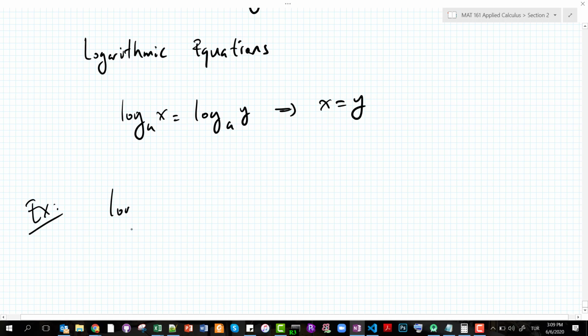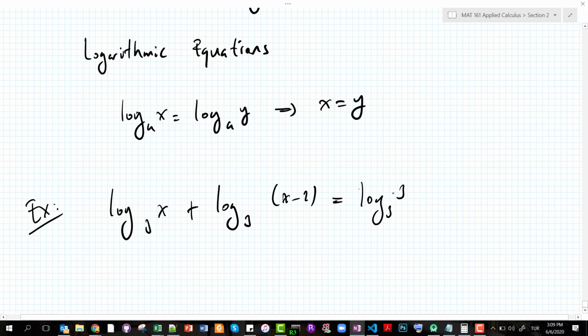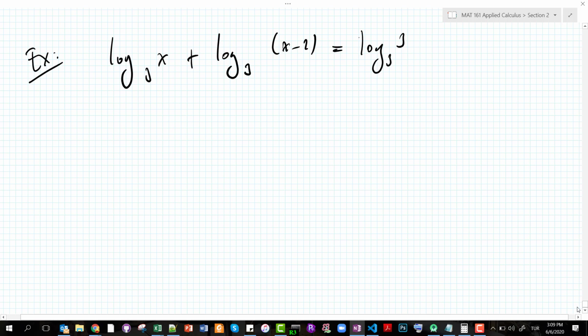Look at this example. Logarithm base 3 of x plus logarithm base 3 of x minus 2 is equal to logarithm base 3 of 3. Okay? So what is x? That's my problem. For the left-hand side, since I have the plus here, I can combine using the multiplication rule. The multiplication rule says you can just multiply x times x minus 2. That's what I'm going to do.